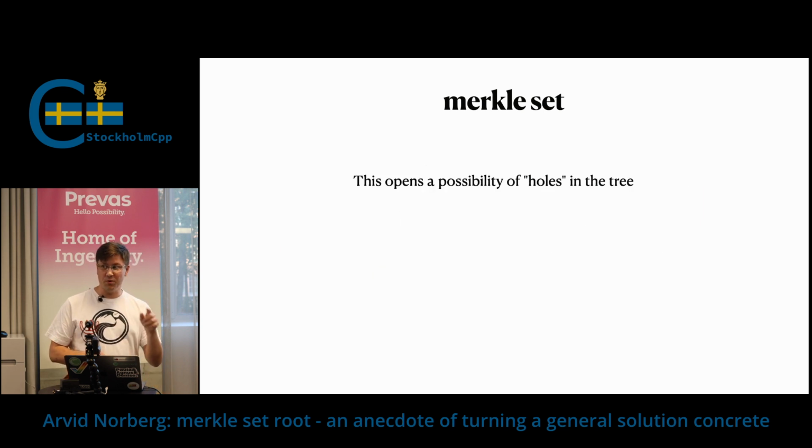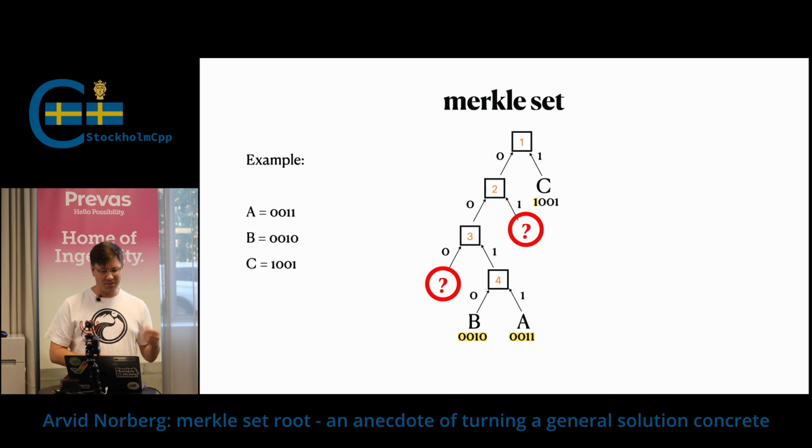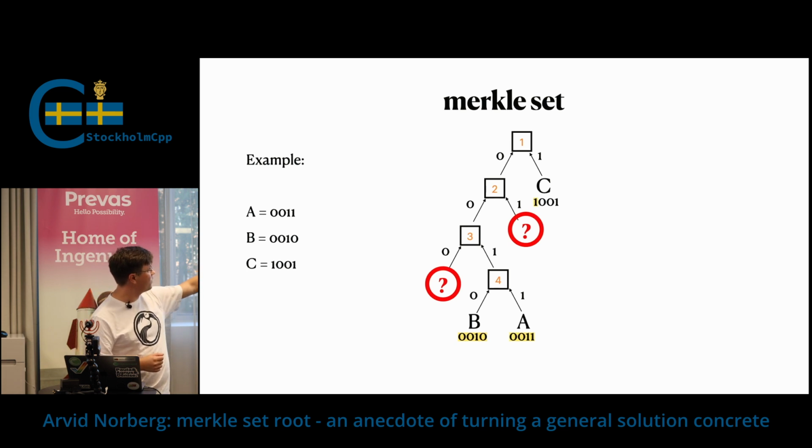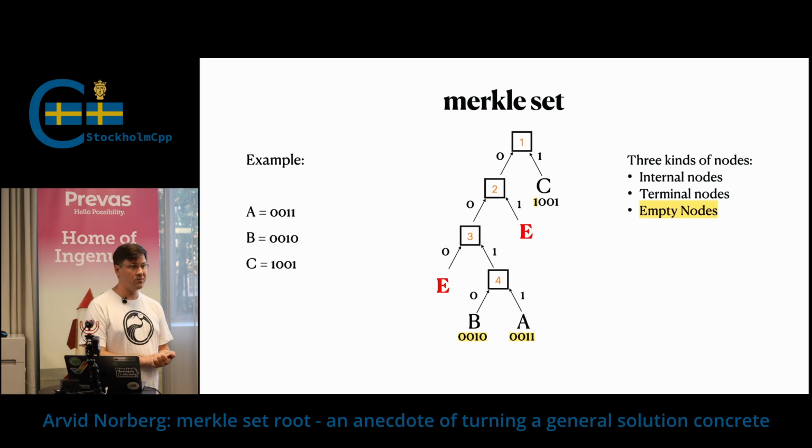However, this opens a new problem that we didn't have previously. You can have holes in the tree. You have places where there is no node. For example, if ABC would have had these values instead, like there is no item that starts with 3 zeros, and there's no item that starts with 0, 1, right? But the layout mandates them to be in this layout. So we need to add a third node called an empty node to just fill in the blanks where that happens.